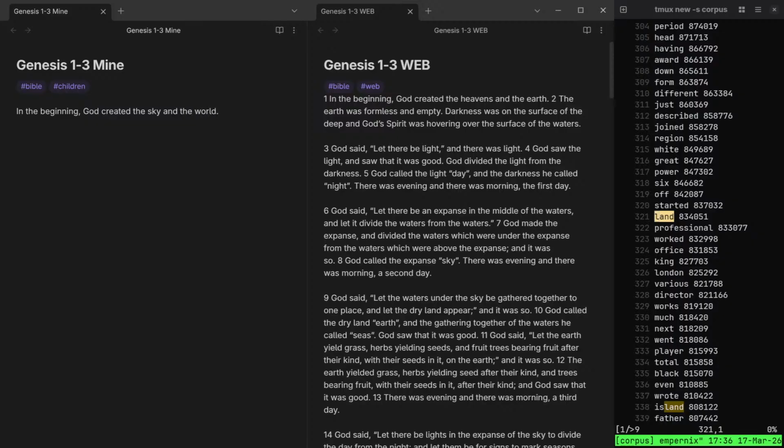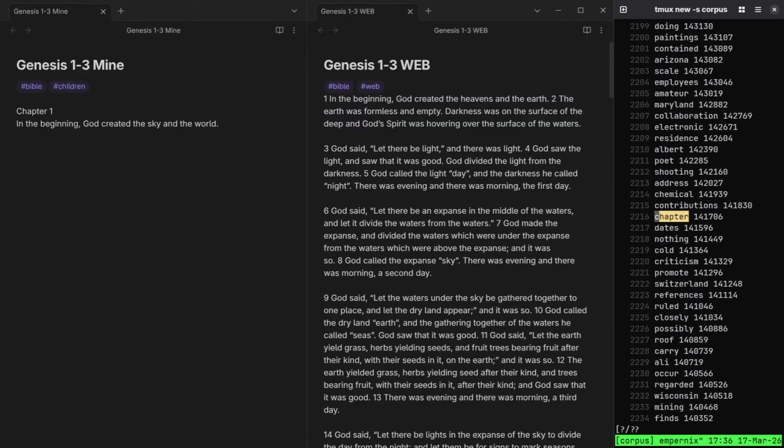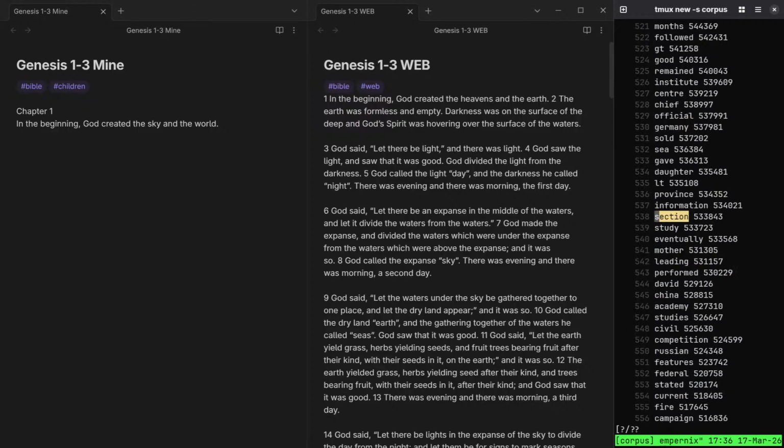And again, if these kids want to read Wikipedia at some point, they're going to have to know the word world. So chapter is 22,000. Okay, so what about section?